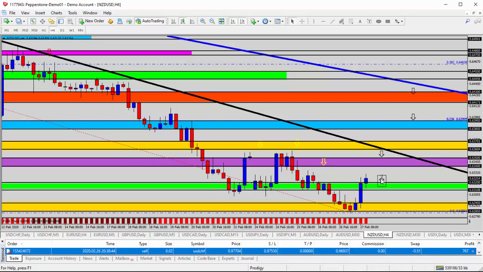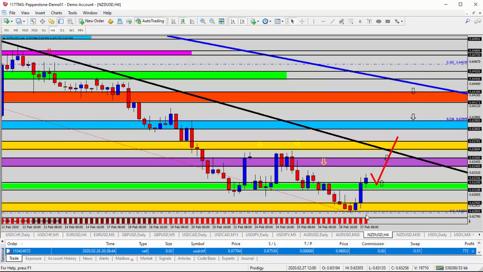So again, for me, what I'm looking for is for it to sit down on top of that green zone and use it as support. 0.6320 to 0.6310 becomes support again, just like it did over here. Often I'm looking for it to break above, sit down on top, and find support before making its way higher.